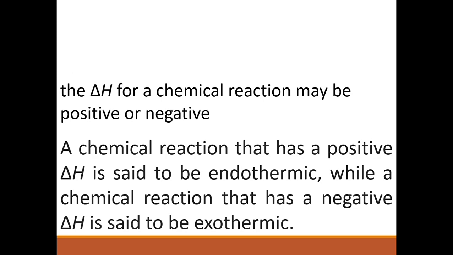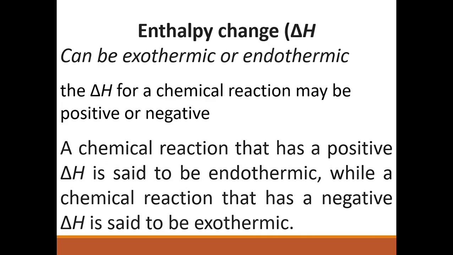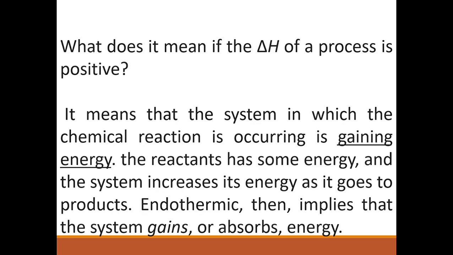The delta H for a chemical reaction may be positive or negative. A chemical reaction that has a positive delta H is said to be endothermic, while a chemical reaction that has a negative delta H is said to be exothermic. Enthalpy change can be exothermic or endothermic. What does it mean if the delta H of a process is positive?